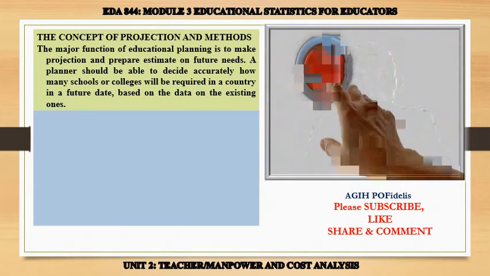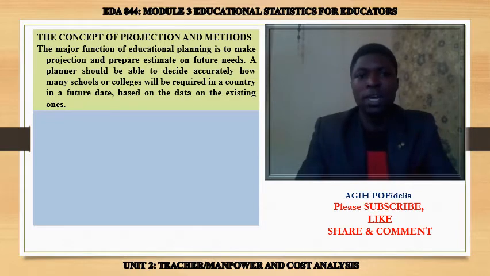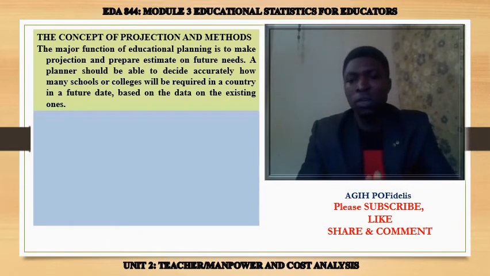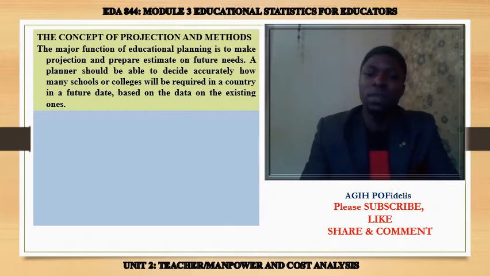Let us now discuss the concept of projection and its methods. We are aware that the major function of educational planning is to make projections and prepare estimates on future needs. By projection, we mean a systematic forecast of future events based on the present realities. A planner should be able to decide accurately how many schools or colleges will be required in a country in the future, based on the data on the existing ones.